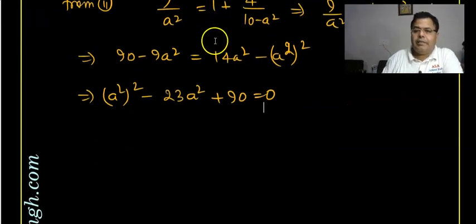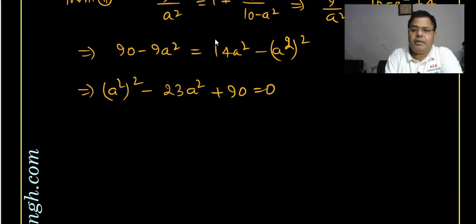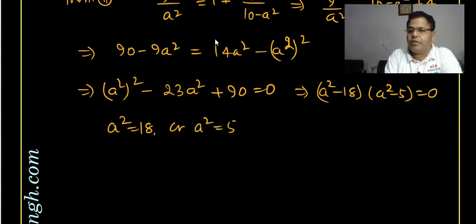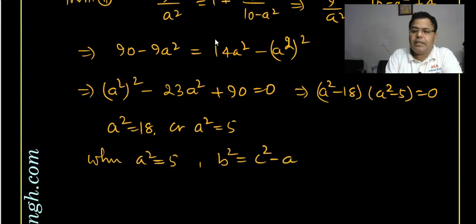So clearly I can make a factor, 18 and 5. So that will be a square minus 18 and a square minus 5 is equal to 0. So either a square is 18 or a square is equal to 5. Both are positive. So when a square is equal to 5, b square is equal to c square minus a square, that is 10 minus 5, and that is 5. So b square is also 5.